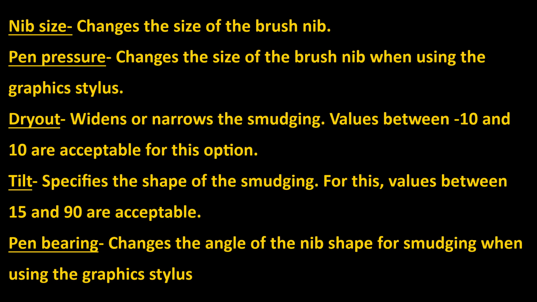Following are the properties of the Smudge tool, which can be changed in the property bar if required. Nib size changes the size of the brush nib. Pen pressure changes the size of the brush nib when using the graphics stylus. Dry out widens or narrows the smudging. Values between -10 and 10 are acceptable for this option. Tilt specifies the shape of the smudging. For this, values between 15 and 90 are acceptable. Pen bearing changes the angle of the nib shape for smudging when using the graphics stylus.